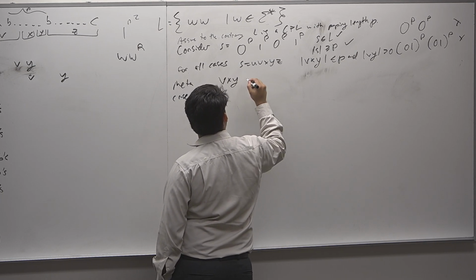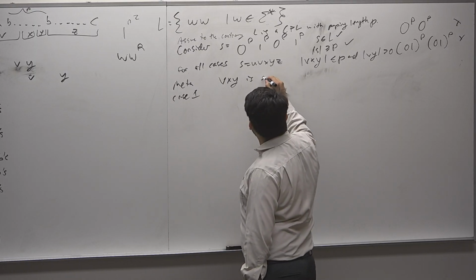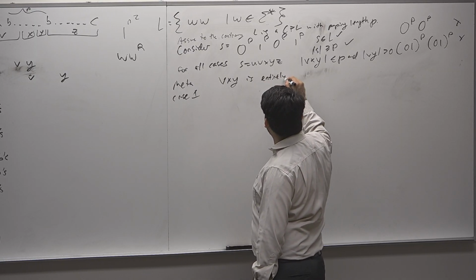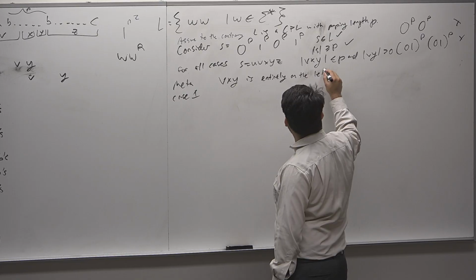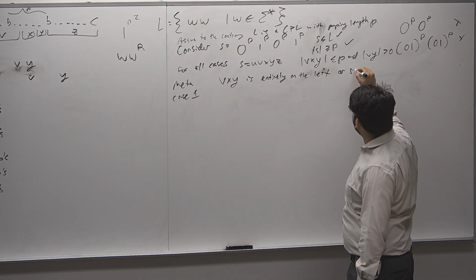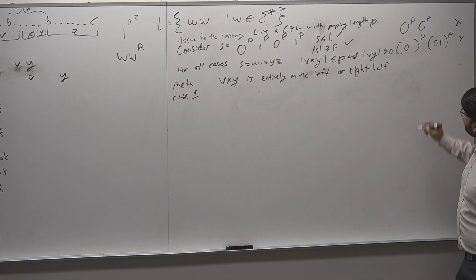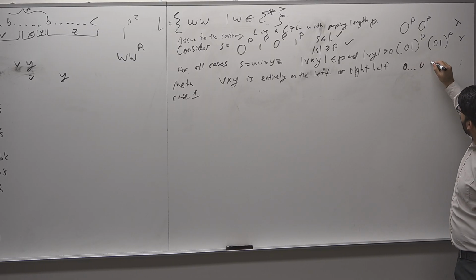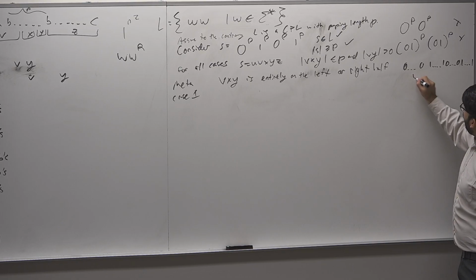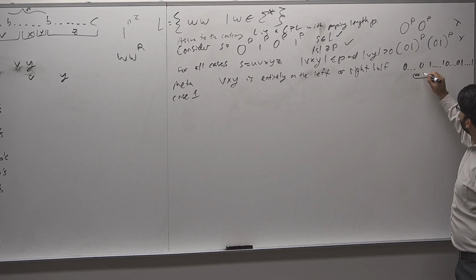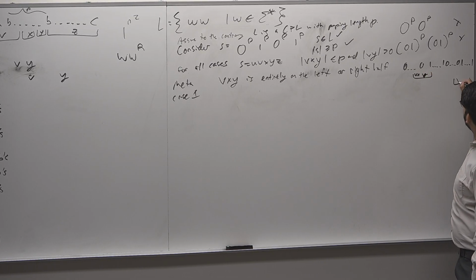VXY is entirely on the left or right half. So what we mean by that is that if we have 0, 0, 1, 1, 0, 0, 1, 1, then VXY is somewhere here, or VXY is somewhere here. It's just not over the middle line, okay? It's all the way in the left half or it's all the way in the right half, right?